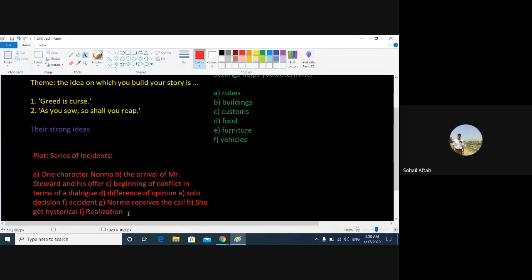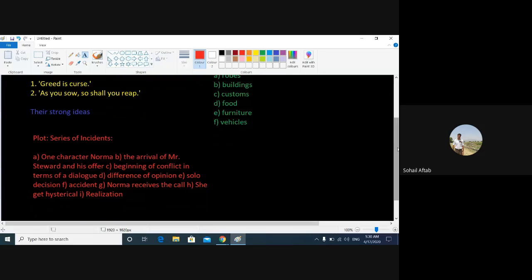So these are some of the series of incidents with which the plot of the story has been knit. I would like each one of you to go through it for at least 30 seconds and keep these points. You can take notes if you want. I will urge you to take notes, but at least you should read them for 30 seconds.